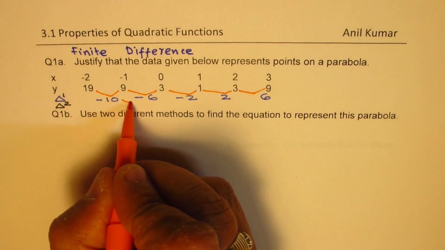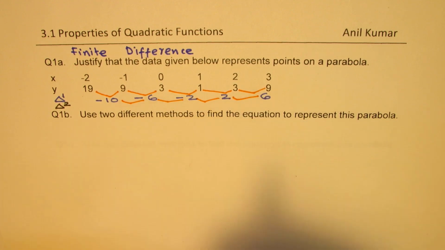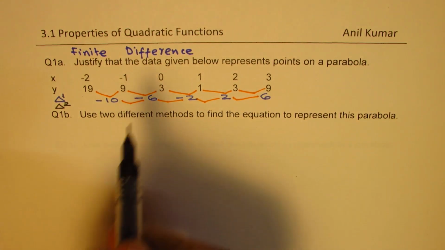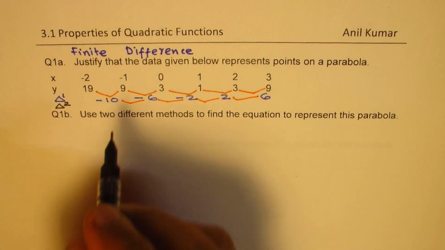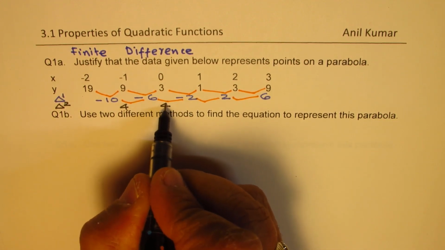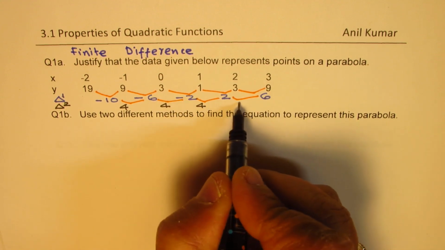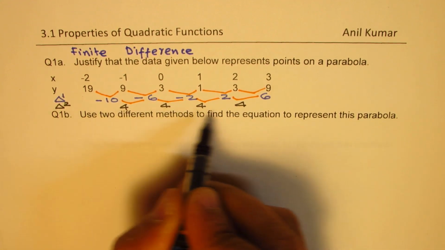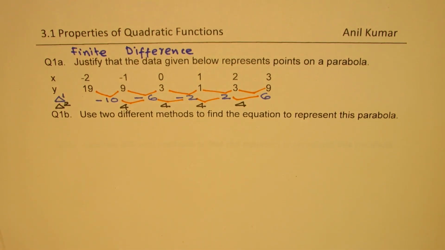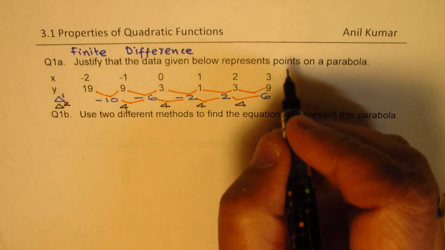So now we'll find the second difference. I'll just squeeze in this limited space. So if I do minus 6 minus 10, we get 4. Minus 2 minus 4 is also 4. 2 minus minus 2 is 4. 6 minus 2 is also 4. So we see that the second finite difference is 4, which is constant, and therefore it represents a curve which will be a parabola, right?